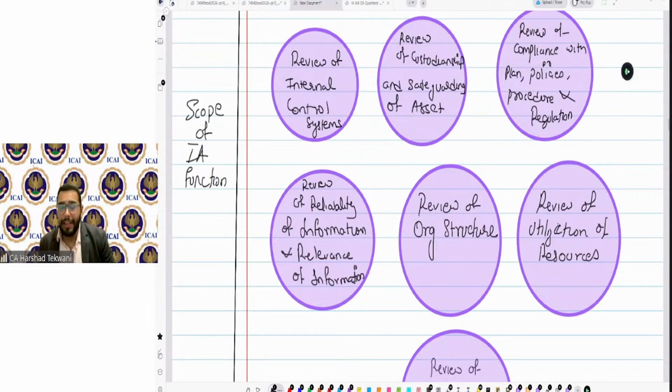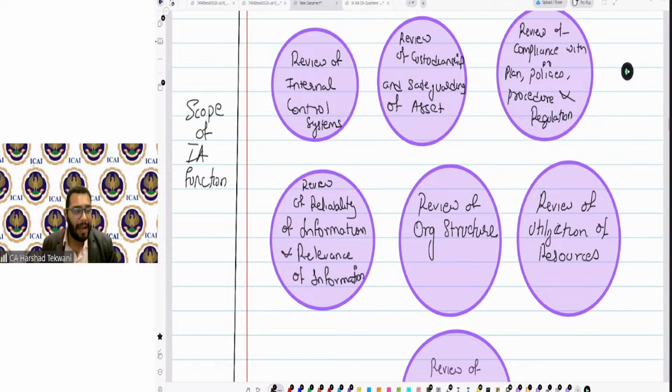Then comes review of utilization of resources. Now, in review of utilization of resources, the internal audit function reviews whether the resources which are available within the organization are being used economically and efficiently or not. How much resources are being allocated where? What is the use that has been done for those resources? Simple example, with respect to the resources, I'll tell you one resource, for example, ERP license. For the time being, I'll classify it as a resource.